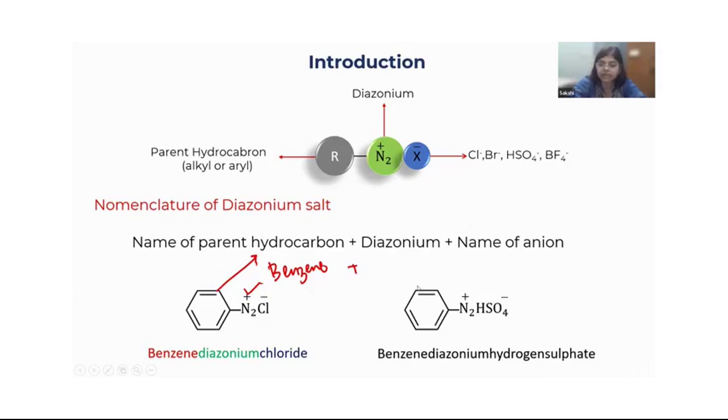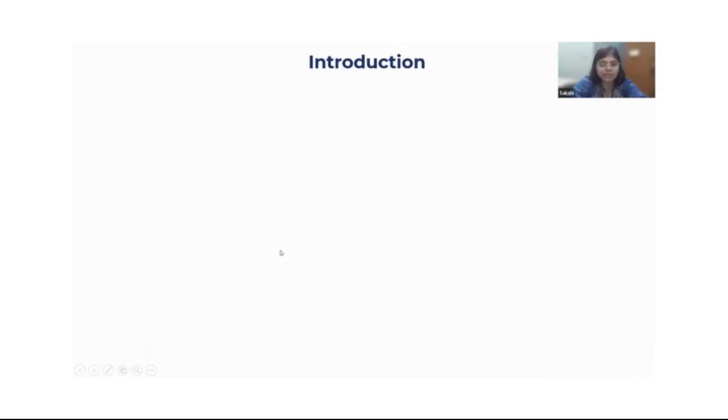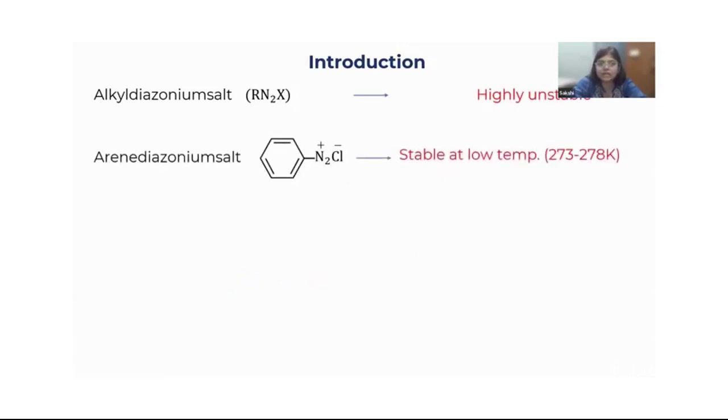But in NCERT for class 12 boards, we'll be doing reactions with the benzene diazonium chloride. Okay, now let us see. Basically, these alkyl diazonium salts are highly unstable due to the presence of a positive and a negative charge. But these arene diazonium salts, which have a benzene, are stable at low temperature. The alkyl ones are not stable at all.